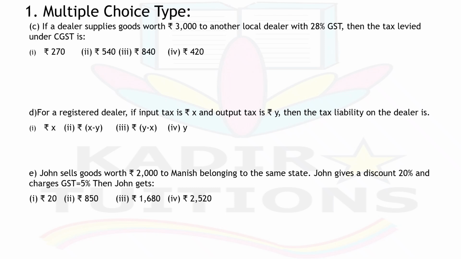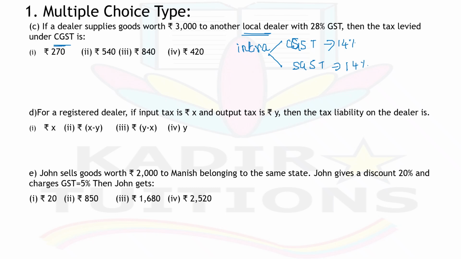In question C, if a dealer supplies goods worth 3,000 to another local dealer, what is the meaning of that? It's nothing but intrastate. With a 28% GST, what is the tax levied under CGST? Whenever there is an intrastate sale, the GST is divided into CGST and SGST, equally distributed. So CGST is 14% and SGST is also 14%.